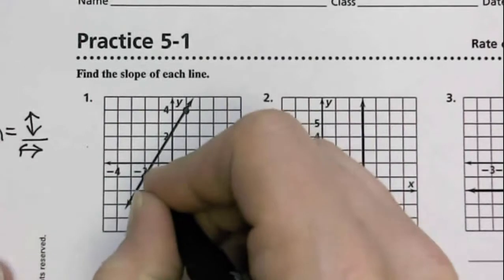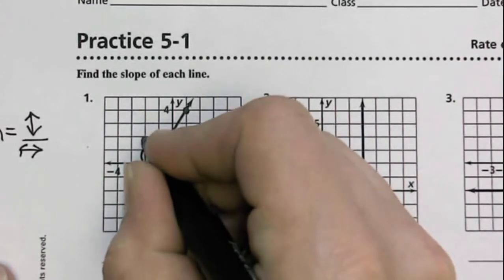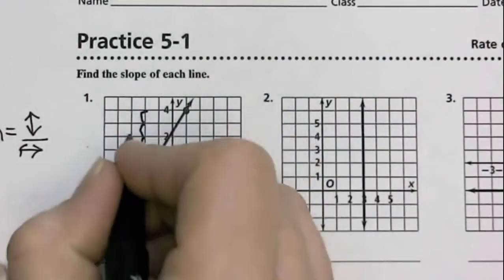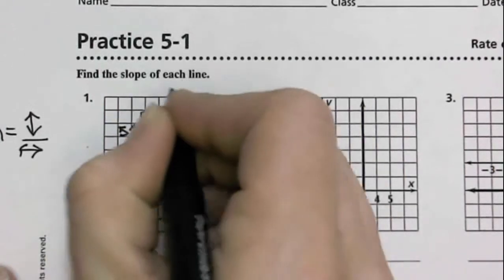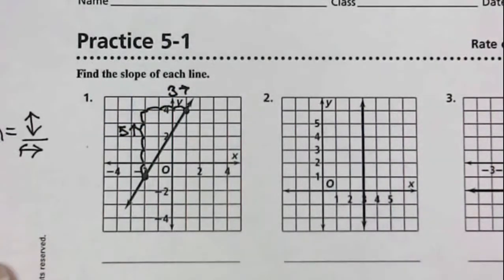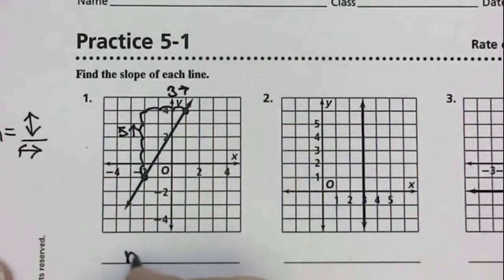And I've got 1, 2, 3, 4, 5 up. And 1, 2, 3 to the right. So my slope is 5/3.